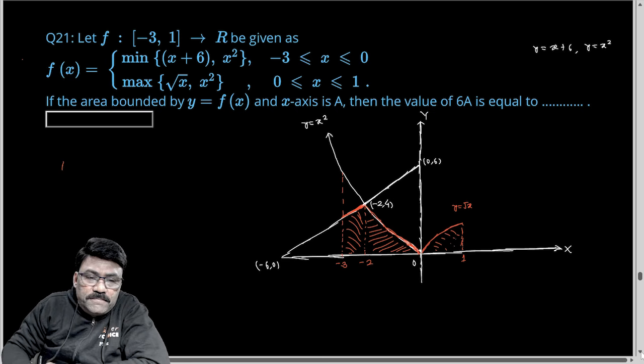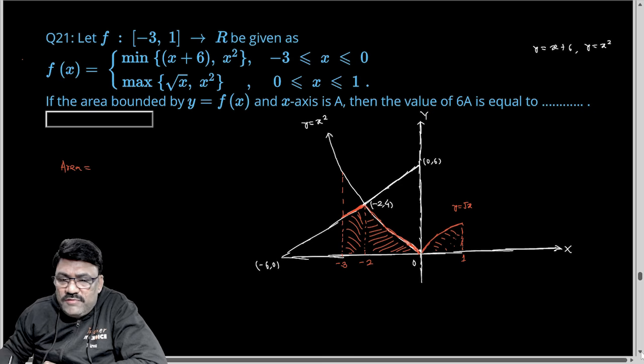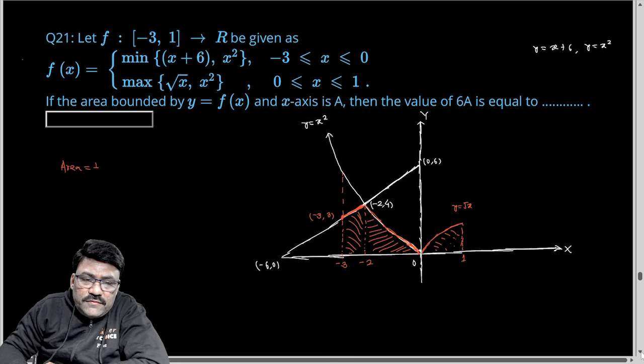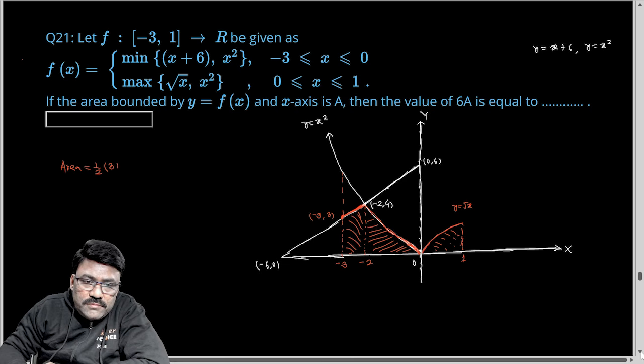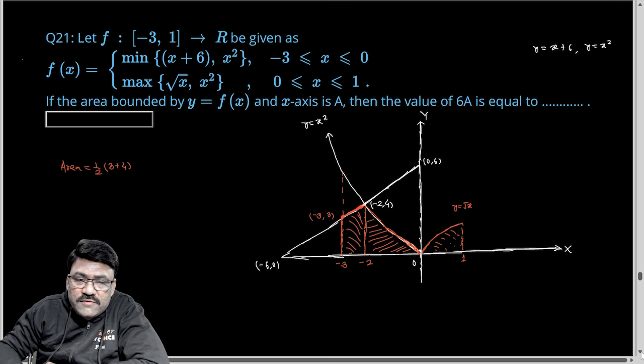So the area will be what? In -3 to -2, you have a trapezium. And this point, if I put -3 in the line, x is -3, y is +3. So this point is -3, 3. What is the area of this trapezium? The area is half the sum of parallel sides, which are 3 and 4, times the distance between the parallel sides, which is 1.